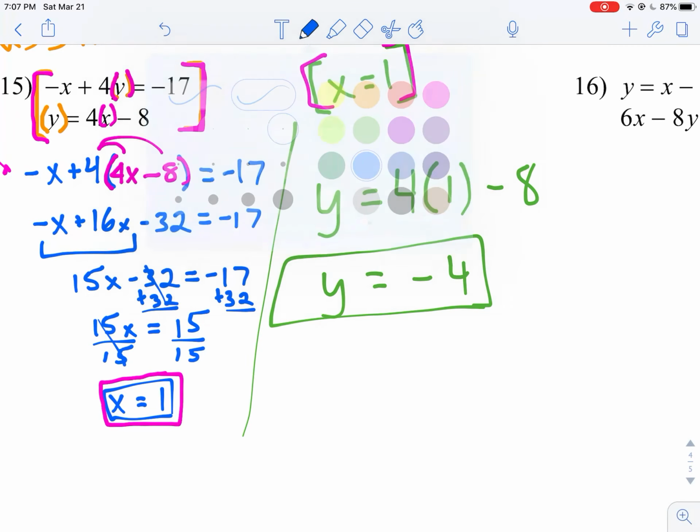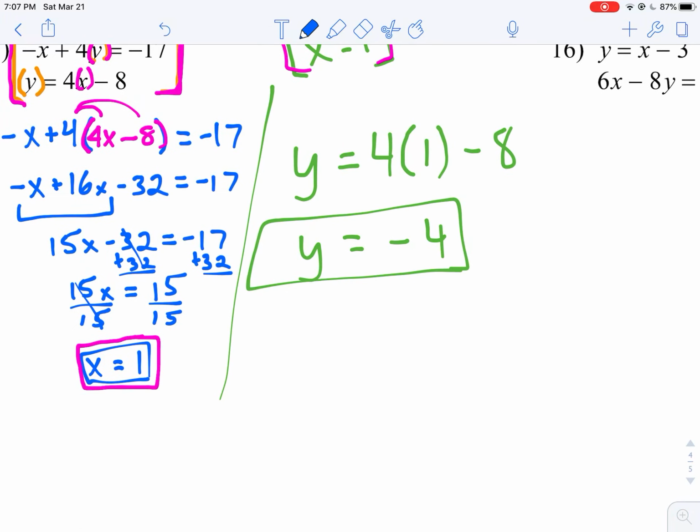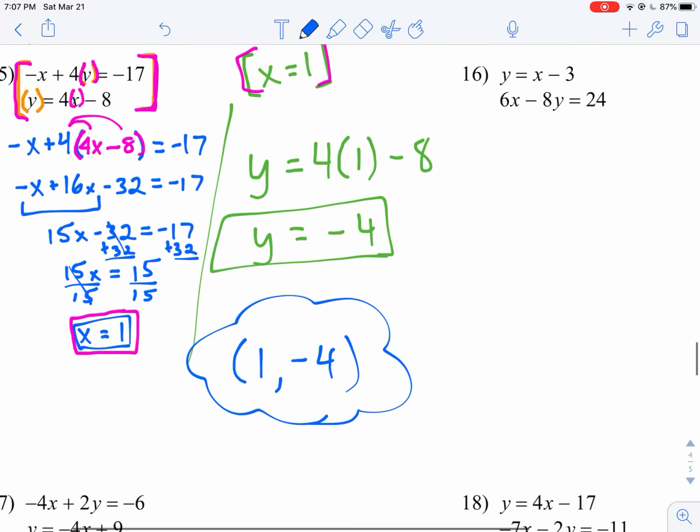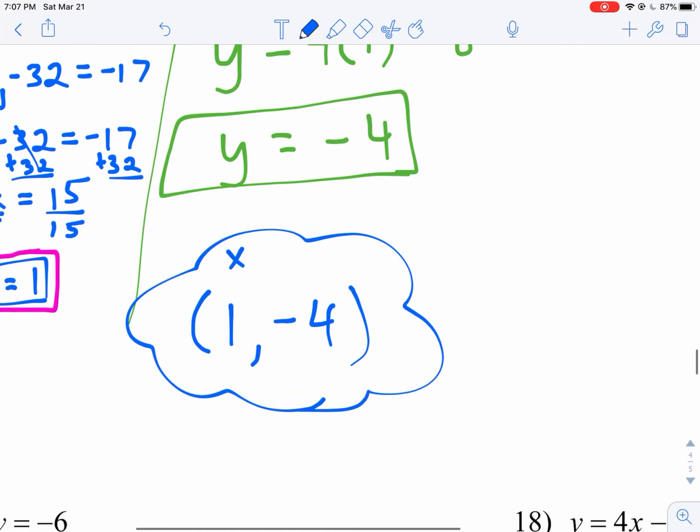Some of us, our heads might be spinning, like, oh my gosh, I don't remember this. Do not worry. I will go through and do full examples from 9.2b. This is just a quick refresher for some of us, just to remember what we did before. So our final answers are written as x, y ordered pairs.